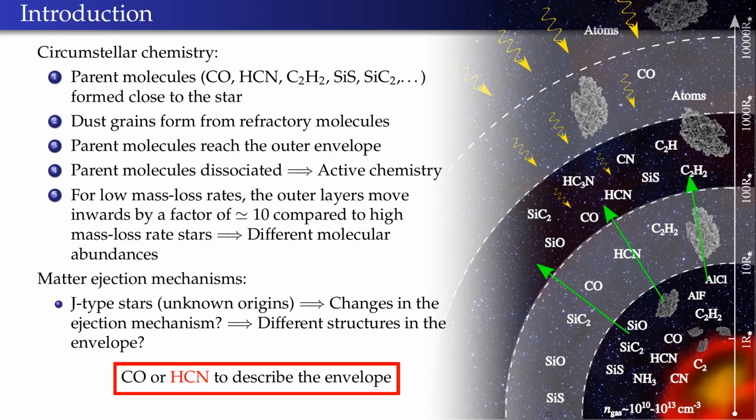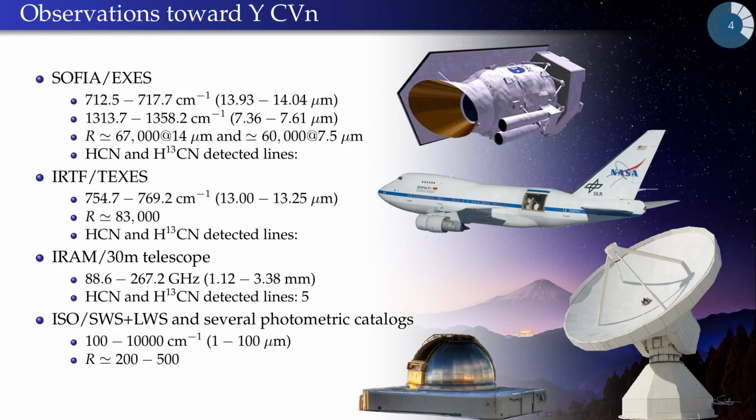As a first step to answer these questions, we have observed HCN toward the low mass loss rate J-type star Y CVn in the mid-infrared and millimeter wavelength ranges. The mid-infrared observations were taken at 7.5 and 14 microns with the EXES spectrograph, which is mounted on SOFIA, that flies at altitudes about 35,000 feet, and at 13.1 microns with the TEXES spectrograph at the IRTF. Additional data at 1.12 millimeters were acquired with the IRAM 30-meter telescope. Low spectral resolution observations taken with ISO were used to describe the continuum emission.